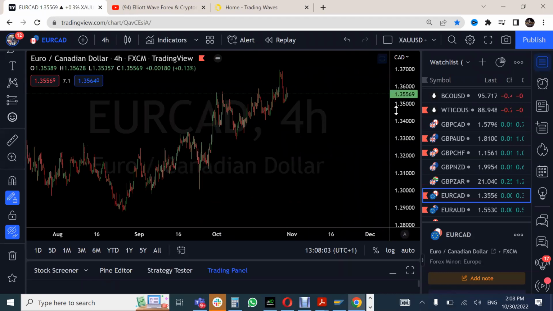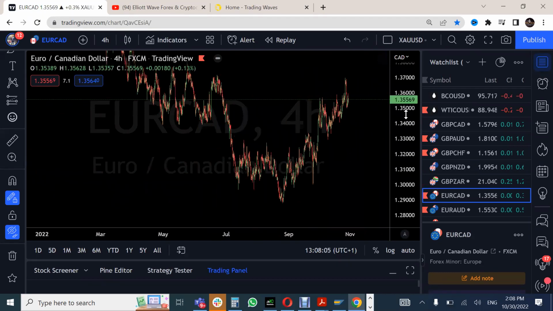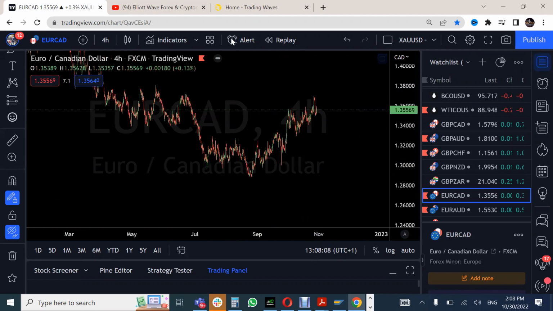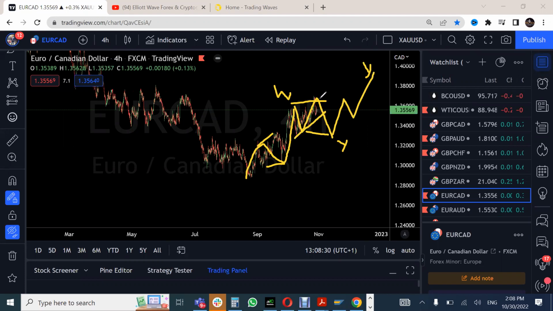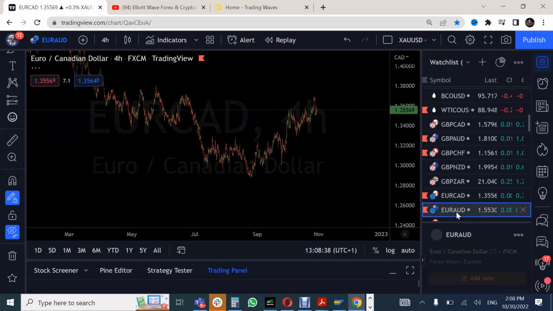EuroCAD. Okay, so EuroCAD, let's have a look here. You've got this structure that we've been looking at. We're looking at this one here to be making a 1, 2. Is this going to be a 3 here? And we start seeing this one making another one here. So we could be looking at this one to be a WXY. We're just speculating here, another 3-wave structure, but likely that we can get this one to at least take this low here. Does not mean reversal. We can just get back to around the 132 area on EuroCAD. Let's just keep an eye on that.